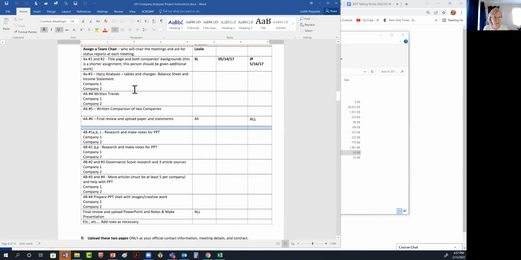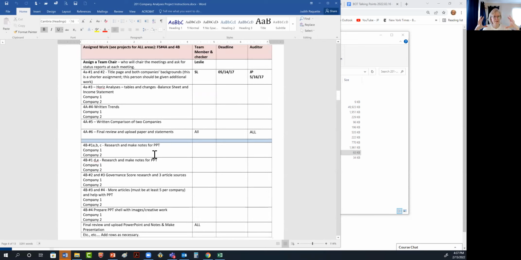4A, remember, is your financial statement analysis. The second part is your business model analysis, not financial. So the whole thing together is your company analysis, but they're due in 2 pieces.